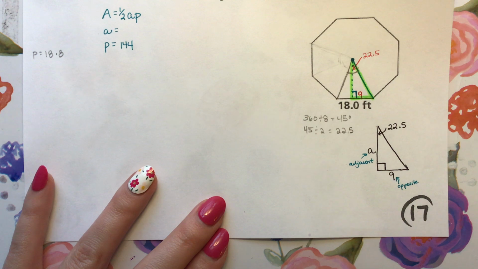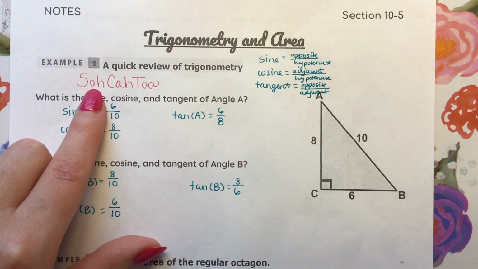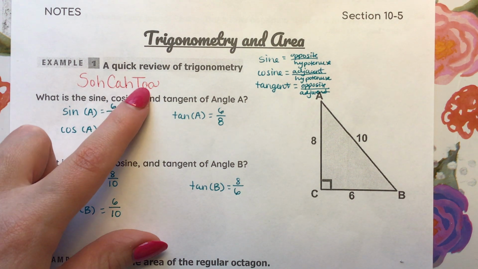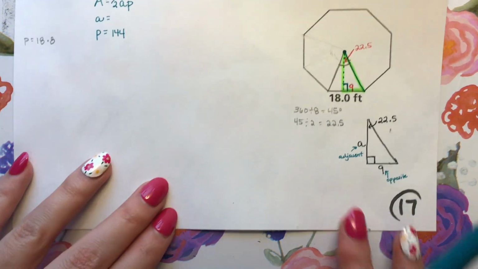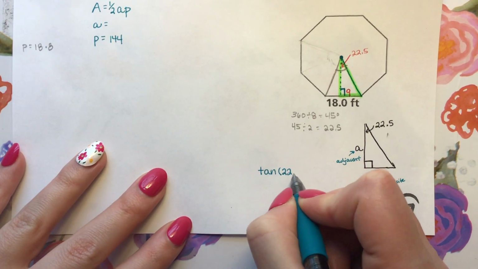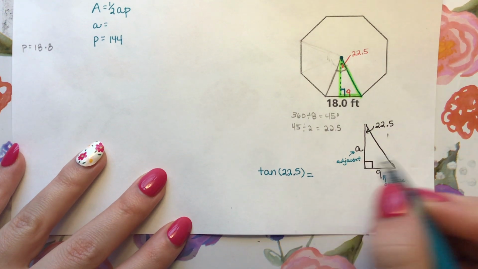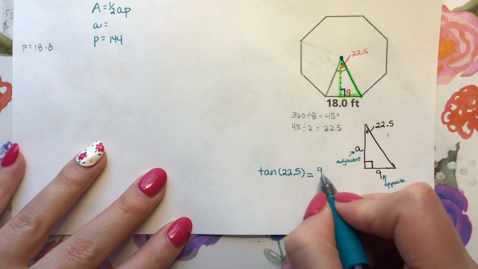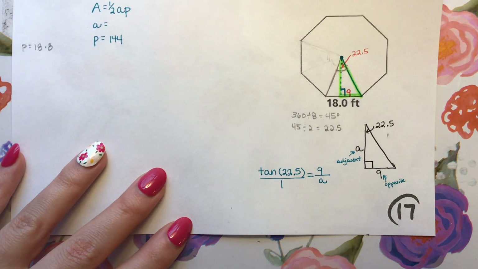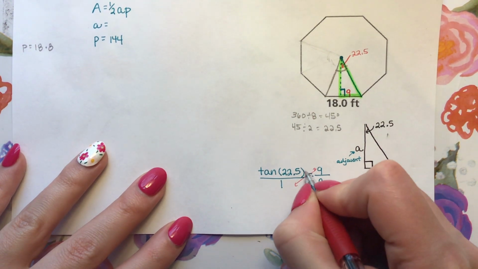So which one of our trig functions uses opposite and adjacent? If you need to come up and refer to your SOHCAHTOA, you can. So sine uses hypotenuse. Cosine uses hypotenuse too. Tangent uses opposite and adjacent. So I now know I'm going to use tangent. So I'm going to say the tangent of 22.5 is equal to opposite 9 over adjacent A. I'm going to put that tangent of 22.5 over 1 so we can just quickly cross multiply and make that a little bit simpler for us.